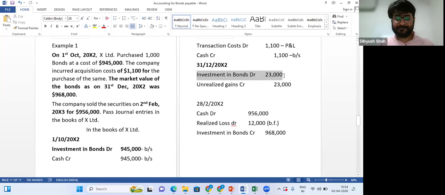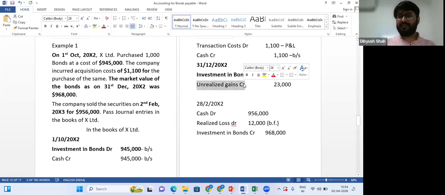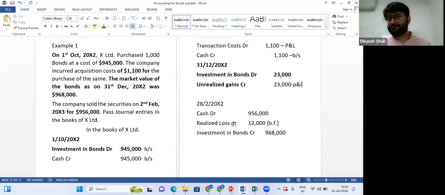23,000. The balance automatically increases. Now 945 it was, you debit it, the balance further goes up to 968. If you want to reduce an asset account, credit it. And again, for the credit, many of you will directly go to P&L, but ideally it should be to a separate account, unrealized gains. This will of course go to P&L only. It's not like it will have a separate treatment. No, it will go to P&L only. So you can credit P&L.